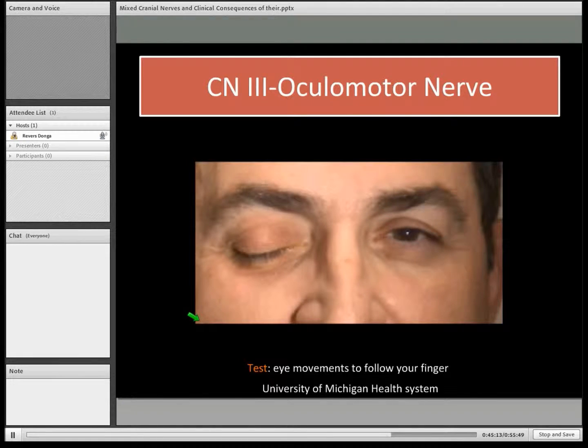And the corneal reflex on the unaffected side is most definitely present, whereas the corneal reflex on the affected side is most definitely absent. So now to the facial nerve.